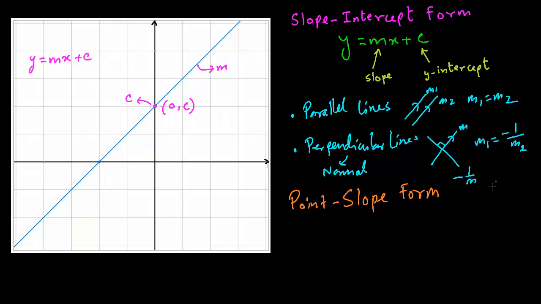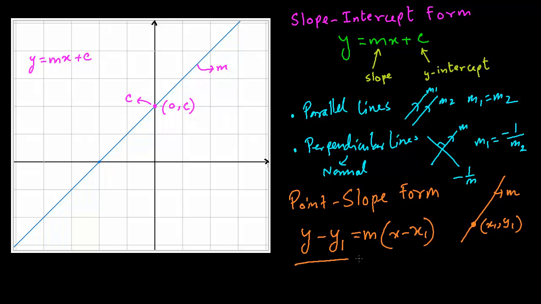So this is how it works. If you know the point through which a line passes, let the point be x1, y1, and if you know the gradient or slope of that line, then the equation of the line is going to be y minus the y coordinate of the point equals the gradient times x minus the x coordinate of the point. This is known as the point slope form, and this is the most important rule for finding the equation of a line. You have to memorize this.